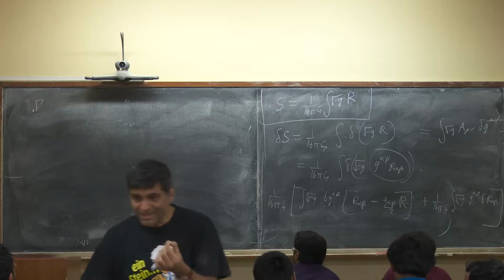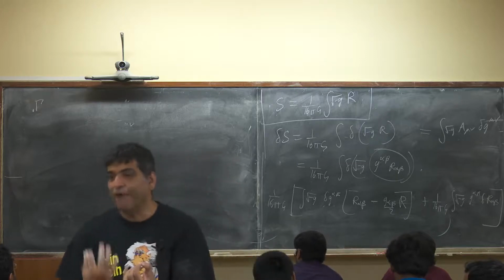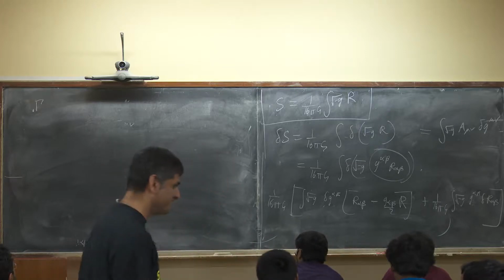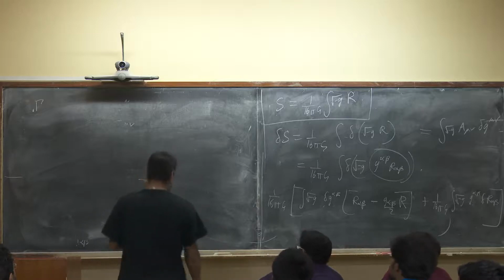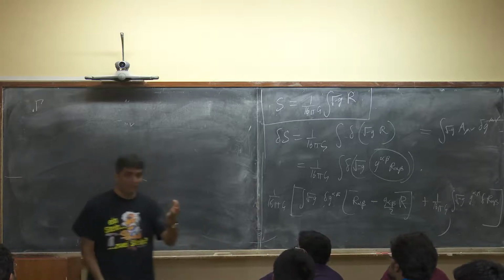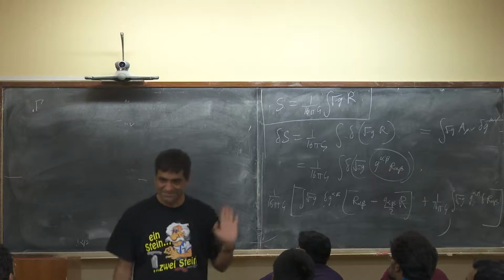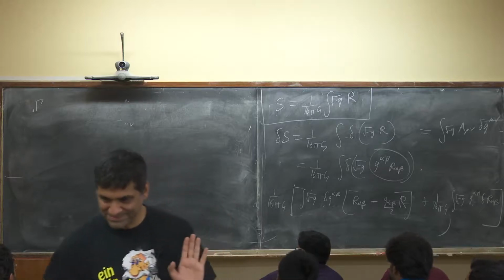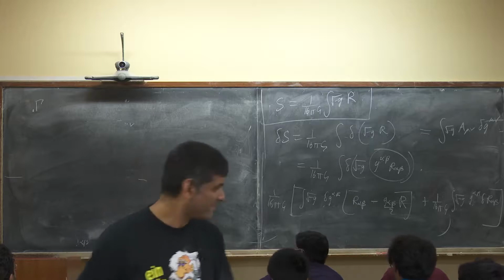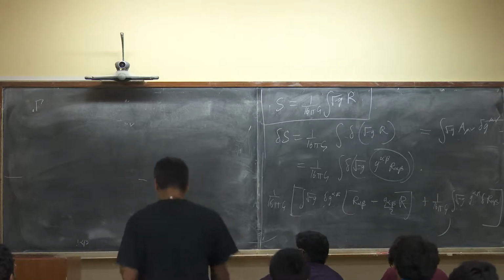So if before doing the variation gamma vanished, after doing the variation gamma doesn't vanish. So though gamma in the background vanishes, delta gamma does not vanish. Is this clear?